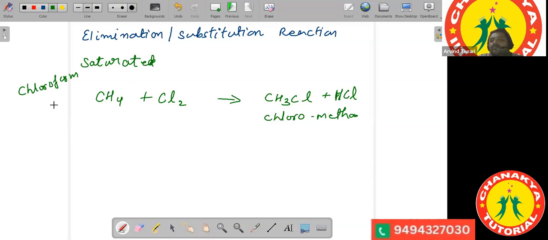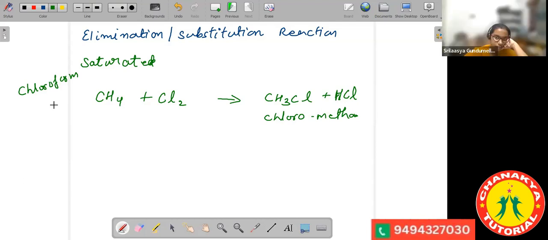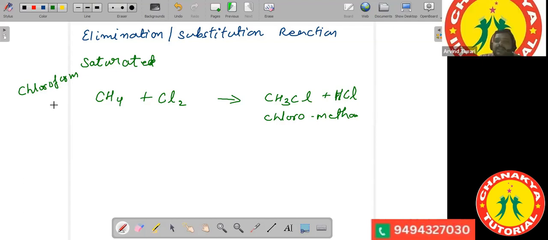So the formula of chloroform is CH3Cl, that is chloromethane. Your chloromethane has the common name chloroform. Okay, so CHCl3. Chloroform. Is it CHCl3 or CH3Cl?